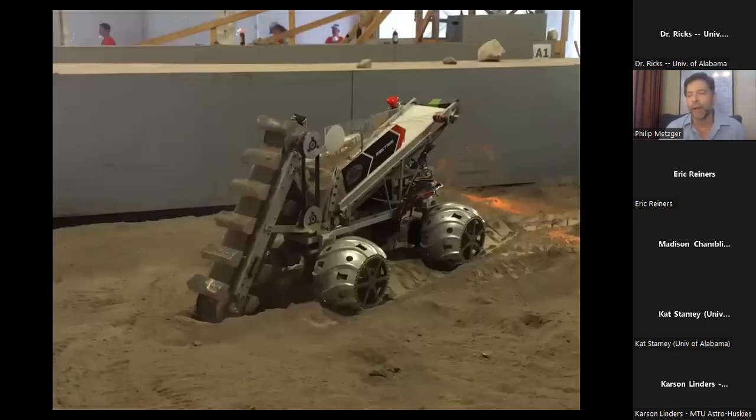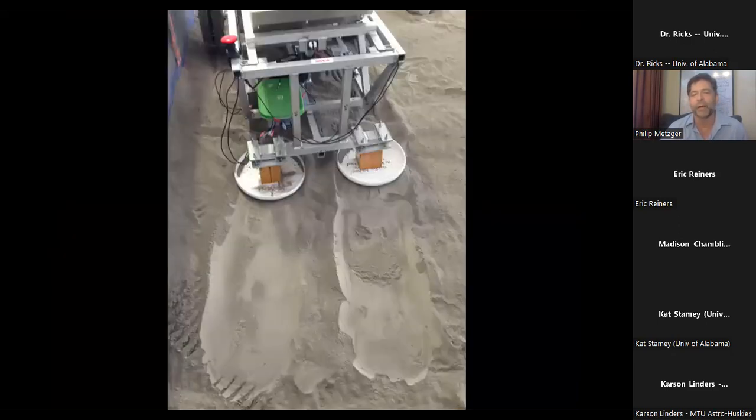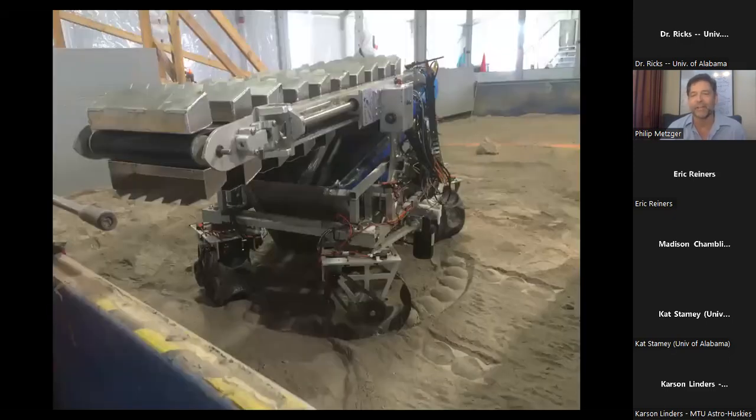Here's one with rounded wheels. This was designed copying Mars rovers. They tried to design it so that if you hit a rock, it would roll off the side of the rock. We had a team that had very non-functional wheels, so they ended up putting on frisbees, just to show you a little bit about the creativity.